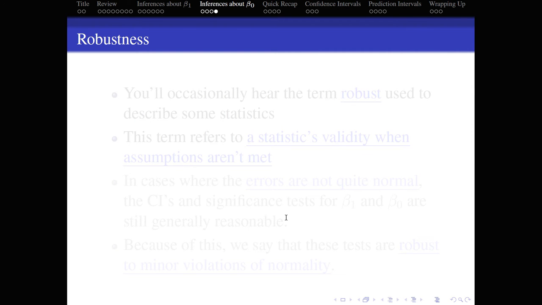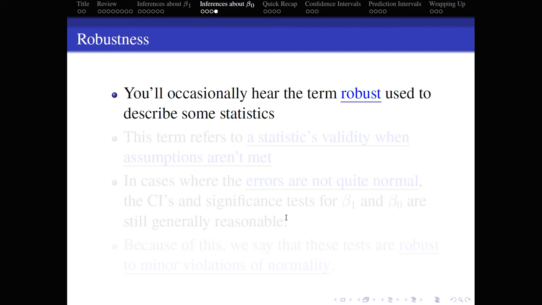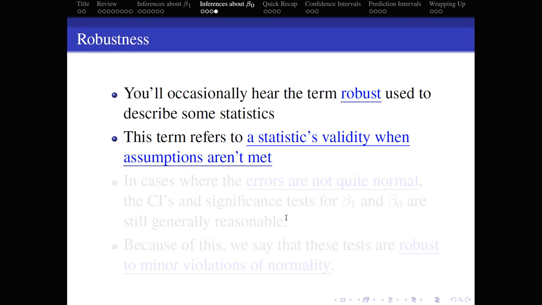All right, so you'll occasionally hear the term robust. Robustness roughly refers to a statistic's validity when assumptions aren't met. Now, we haven't talked about assumptions. We will, in the next lecture, talk about the assumptions that are made in order to fit these models, and some of them will make sense, some of them will make more and less sense.